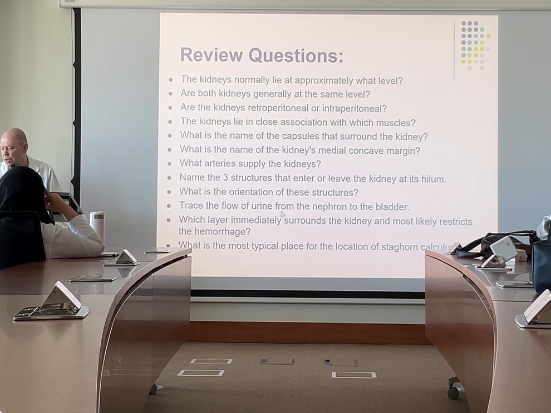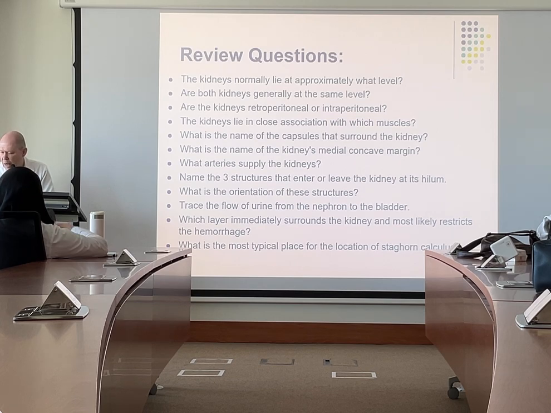Trace the flow of urine from the nephron to the blood. So the last component of the nephron will be what? Collecting ducts. They will be open where? In the papilla of the renal pyramid, and urine will be collected by the minor calyx. After that, the major calyx. After that, the ureter. After that, the bladder, and then the urethra. Very well.